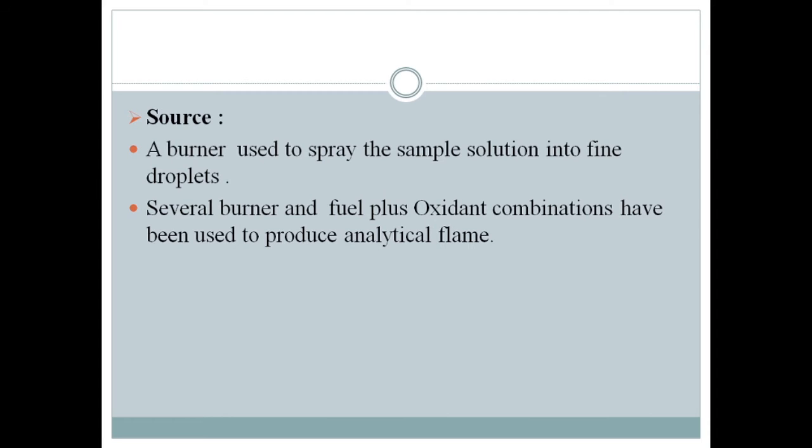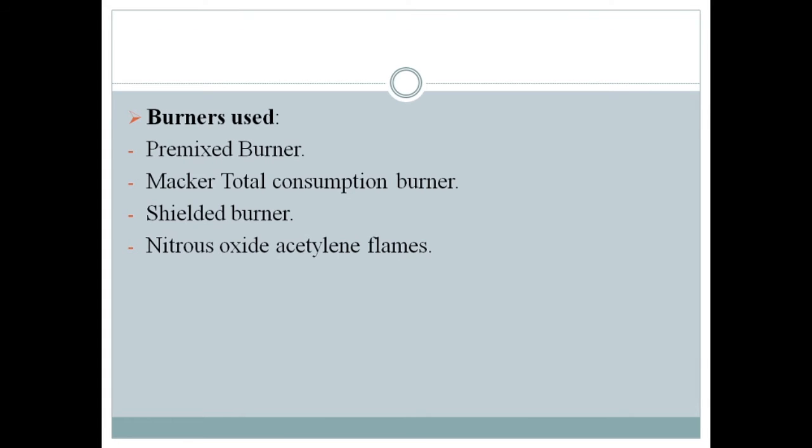Okay, there are some burners: the premix burner and the total consumption burner. Then there is the premix burner and the nitrous oxide acetylene flame. These two, the premix and total consumption burner, we discussed. In the premix burner, the sample solution, fuel and oxidizer are well mixed.